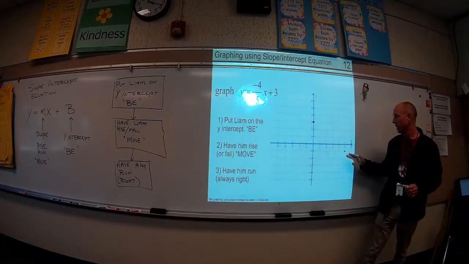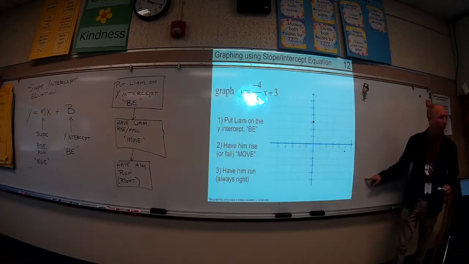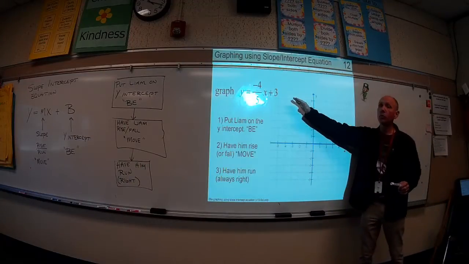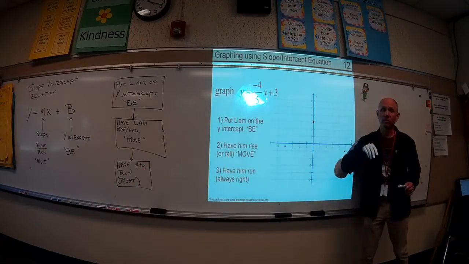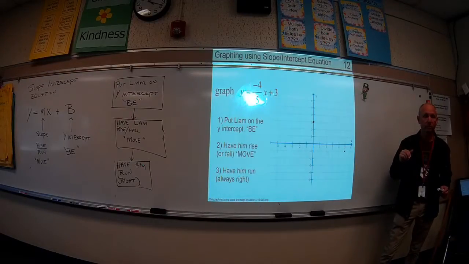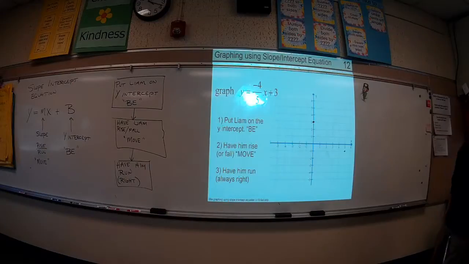Can you now have Liam go the other way? I think he's going to run out of space over here. Yeah. But now, could you have him go this way and put one more point? Just run it backwards, right? Instead of falling, he's going to rise and run. You should be making a straight line. Good. Cool.